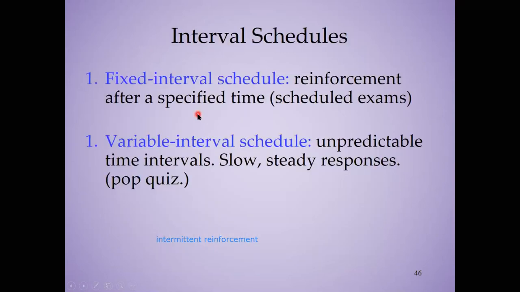Now let's go to the interval schedules. In interval schedules, the reinforcement does not appear until a certain time has elapsed. The behavior can be performed once or many times within that interval period, but nonetheless, nothing is provided until that time interval is over. In a fixed interval schedule, the reinforcement occurs always after a specified time. One example of this would be scheduled exams. When do you get the reinforcement with scheduled exams? Well, not until the day the exam is given and you've taken the exam. You can't get it until then. You can study as much or as little until then, but you only get reinforcement for your studying behavior once the exam is given.